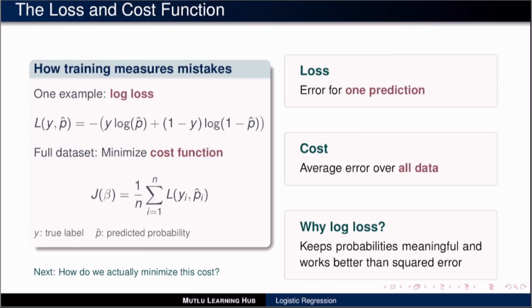By the way, there is also an important mathematical reason we use log loss. When we combine the sigmoid with log loss, the cost function becomes convex. That means it has a single global minimum. In other words, training becomes much more reliable.